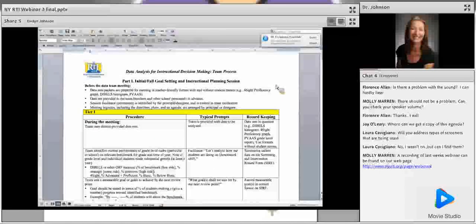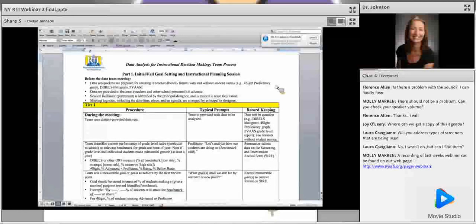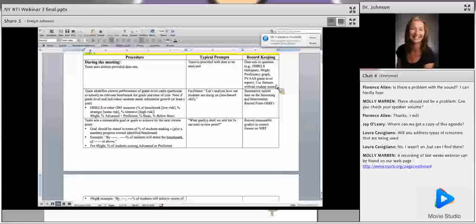Okay, so this is a script that Joe Kowaleski and his colleagues put together that really just helps facilitate that data review and instructional planning session. You'll see that they describe what the procedures are in this first column, and then he's just provided some prompts for how to guide the conversation and how to move the conversation forward.